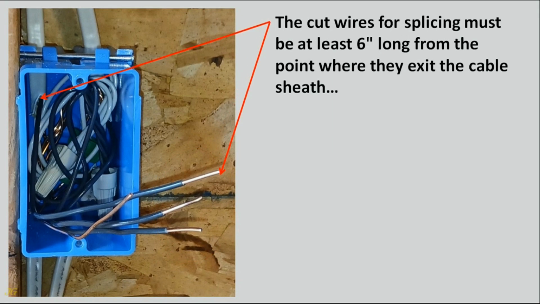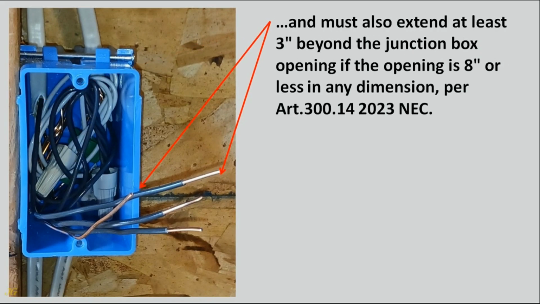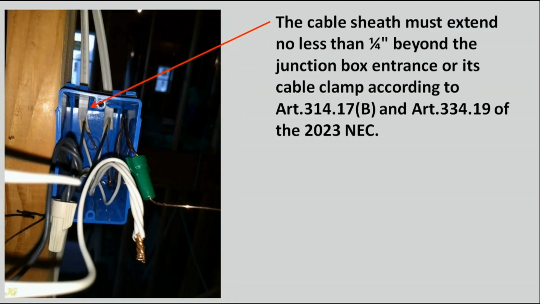The cut wires for splicing must be at least 6 inches long from the point where they exit the cable sheath, and must also extend at least 3 inches beyond the junction box opening if the opening is 8 inches or less in any dimension, per Article 300.14 of the 2023 NEC. The cable sheath must extend no less than 1/4 inch beyond the junction box entrance or its cable clamp according to Article 314.17(B) and Article 334.19 of the 2023 NEC.